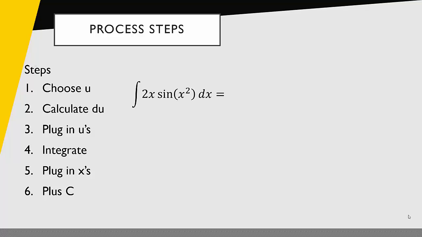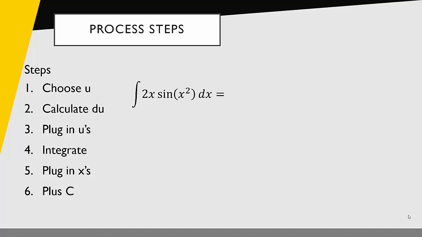Specifically, we're going to look at some specific steps to work through the process of integration by substitution. We have those steps listed here. We're going to choose our u, we're going to calculate our differential du, we're going to plug our u values in, we're then going to integrate, and then we're going to return back to our original variable x, and we're going to add our constant of integration.